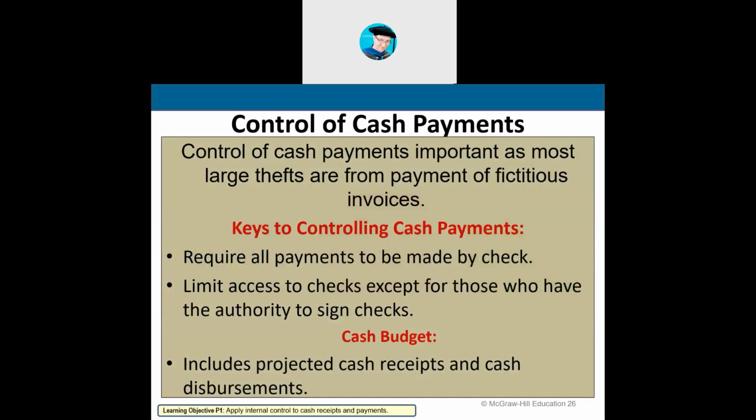Control over cash payments is very important for obvious reasons. Require all payments to be made by check. Please, check, no cash. Limit access to the checks, with the exception of those who have the authority to sign them. Remember, when you cash a check or deposit it into the bank account, you have to sign the back of it. Who signs the back of it? Usually one or two people that have the authority to do that.